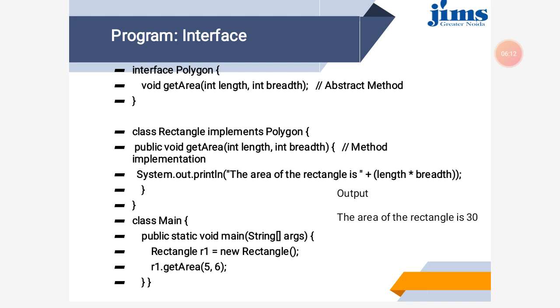So the getArea method gets a definition in this class, and to use this method we create an object in the main class. So in the main class there is one main method, and we are creating one object, and using that object we can call the getArea method. So in interface we just mention the name of the required method, and the classes which want to use those methods can give definitions as per their requirement.